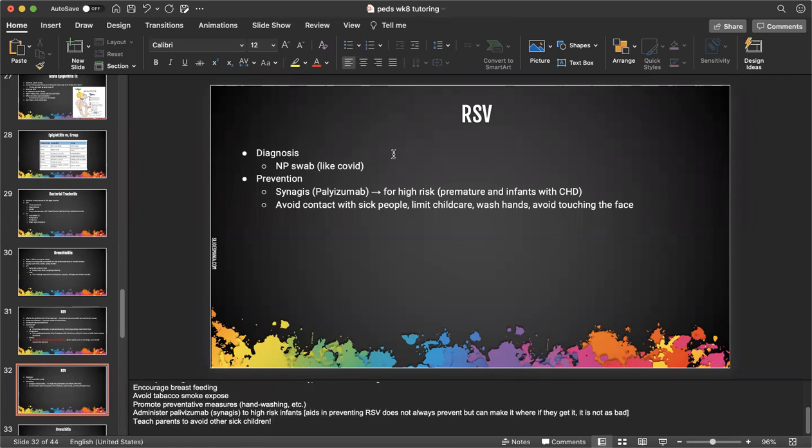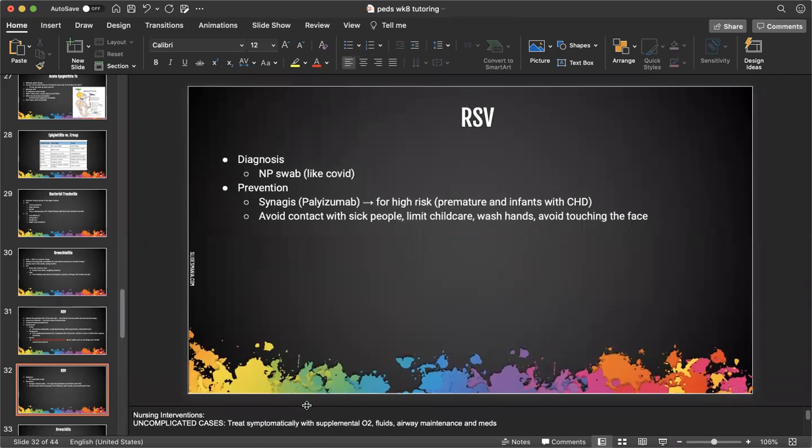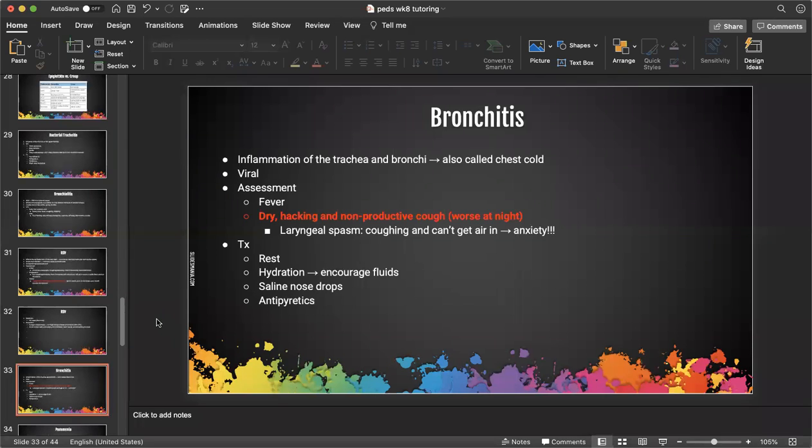Again, for prevention, the Synagis is for high risk infants. It aids in preventing RSV, but it doesn't always prevent it. But if they get it, it's not as bad. Kind of like the COVID vaccines, where even if you get COVID, you won't get hospitalized. Again, for prevention, just teach parents to avoid other sick kids. So RSV is not similar to COVID, but the diagnostic is, and the prevention is kind of similar.